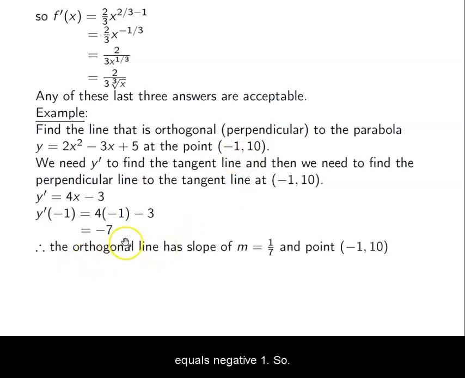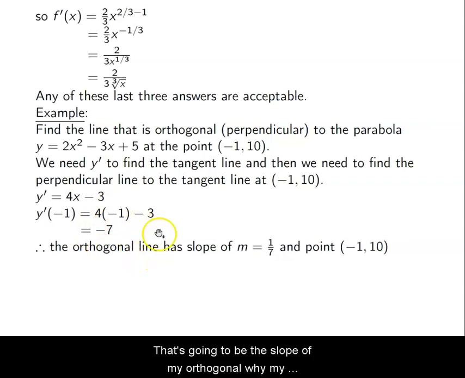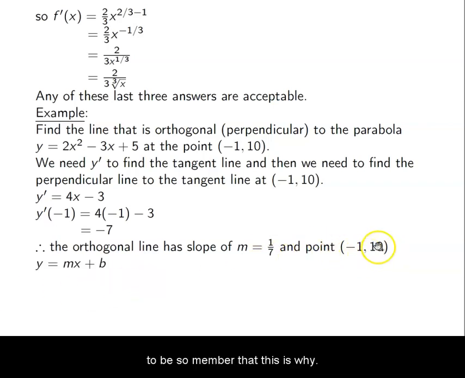Okay, so if I take the negative reciprocal of this, that's going to be the slope of my orthogonal line, my perpendicular line. So that means that the orthogonal line has a slope of m equals 1/7, and it satisfies the point (-1, 10). So all I've got to do is put those two things together into y equals mx plus b. So remember that this is y equals m and x, and I'm solving for b, right?